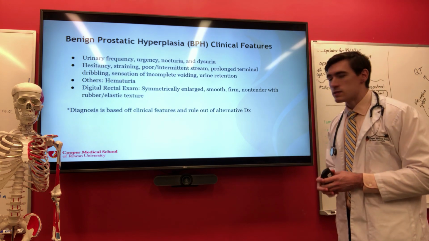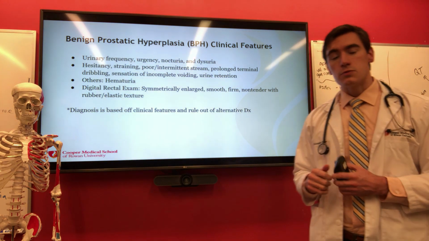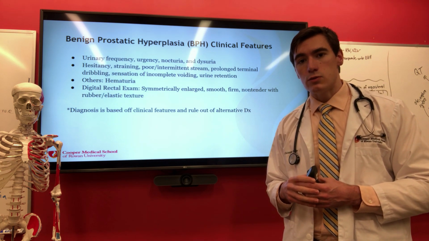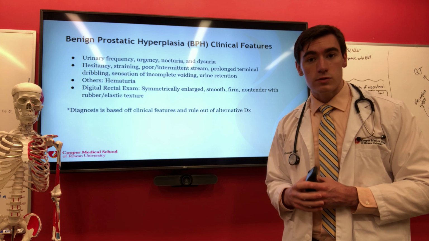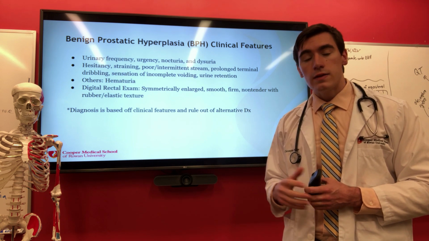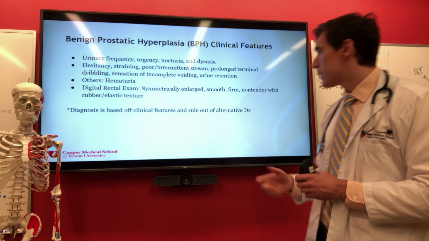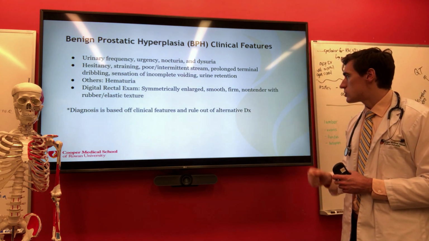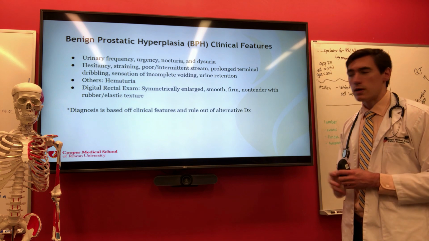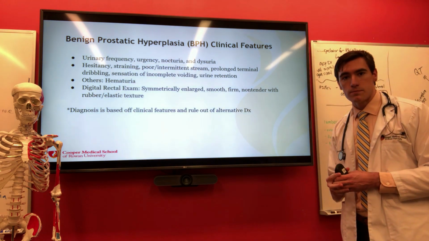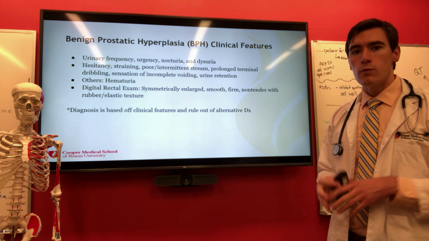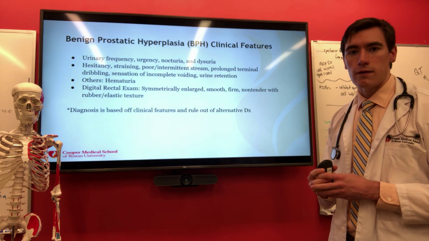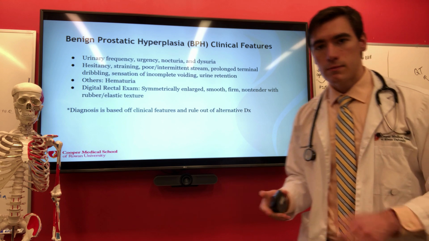On digital rectal exam, remember the prostate is right anterior to the rectum, so that if someone sticks their fingers into the patient's rectum and moves those fingers anteriorly, they can palpate the prostate. So on digital rectal exam, you will find a symmetrically enlarged, smooth, firm, non-tender prostate with a rubbery or elastic texture. Typically, if you see more asymmetry or very, very hard growths, those would be more concerning for something like prostate cancer.